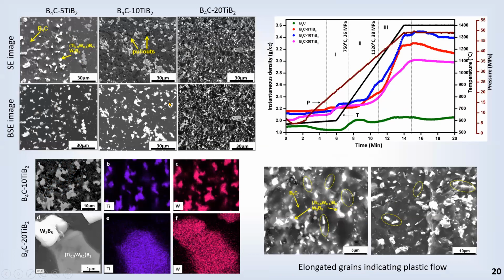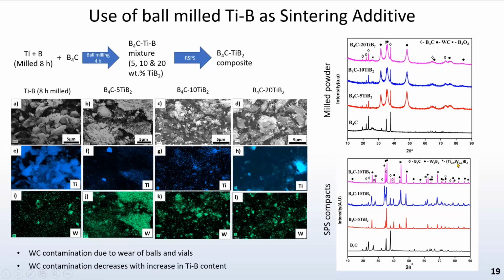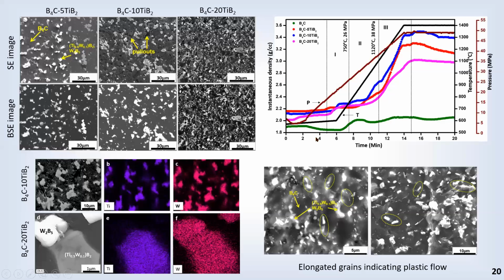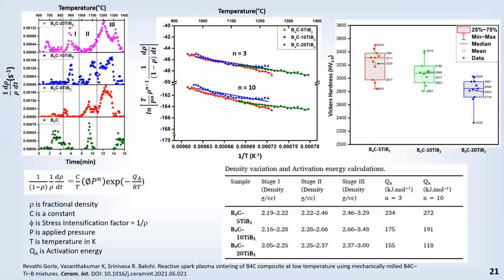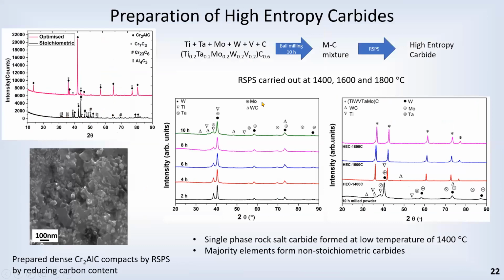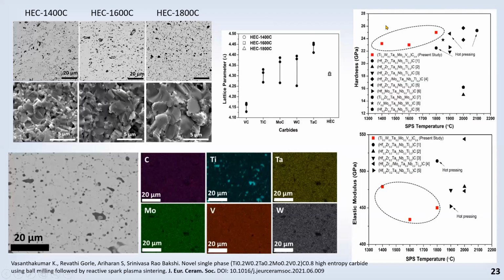It's a composite. There is a tungsten carbide contamination from the milling, which also helps in the sintering, and we actually get formation of tungsten boride and titanium tungsten boride in this process, and we get almost fully dense material at 1400 degrees centigrade. So this is a very low temperature method for producing boron carbide composite, for which we have been granted an Indian patent.